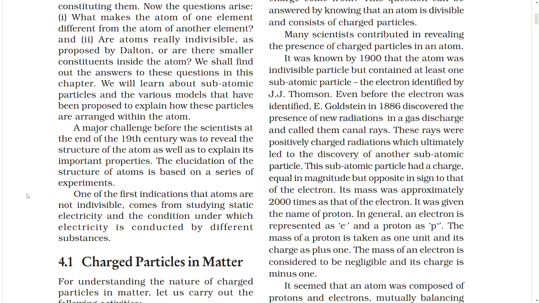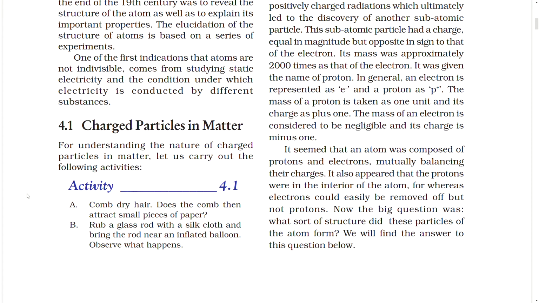In general, an electron is represented as e- and a proton as p+. The mass of a proton is taken as 1 unit and its charge as +1. The mass of an electron is considered to be negligible and its charge is -1. It seemed that an atom was composed of protons and electrons, mutually balancing their charges.